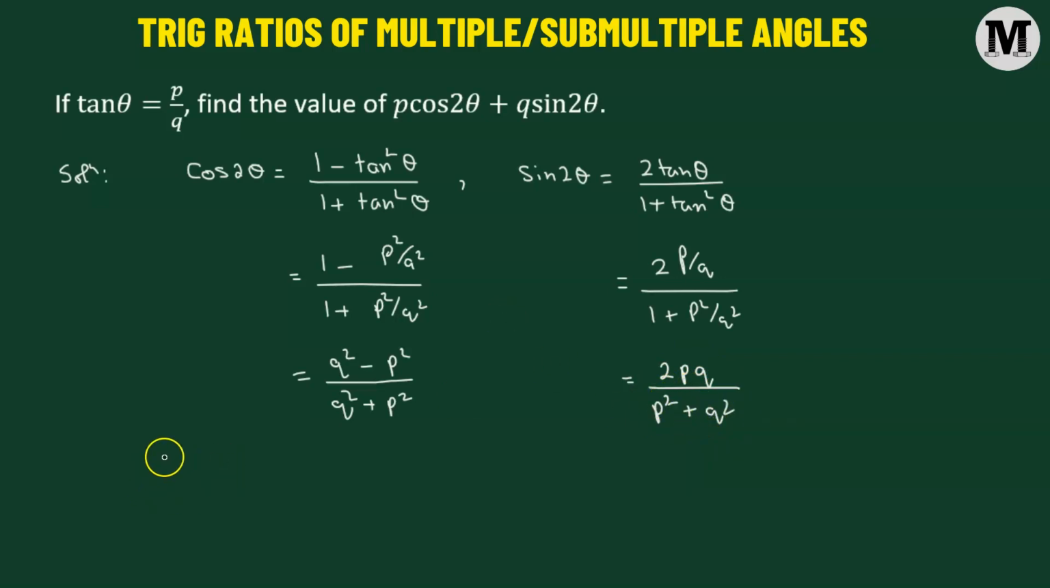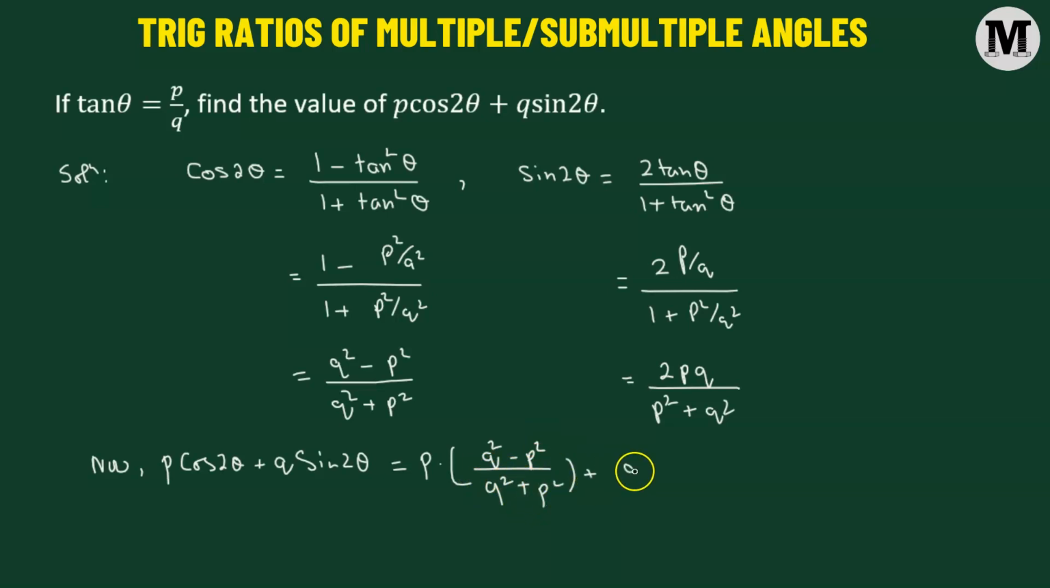Now we will find out the value of p times cosine 2 theta plus q times sine 2 theta. So let's compute the value. That will be equal to p times the cosine 2 theta, which is q squared minus p squared divided by q squared plus p squared, added to q times sine 2 theta, that's 2pq divided by p squared plus q squared.